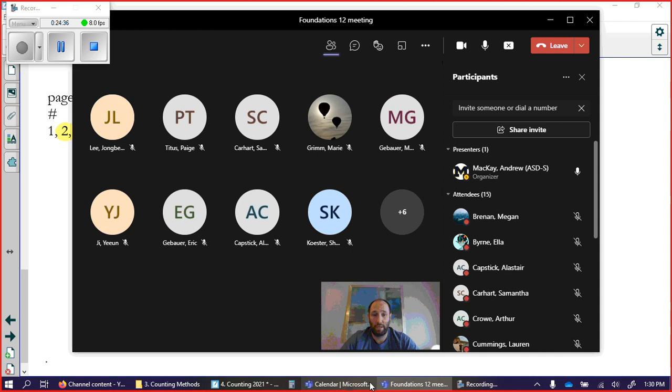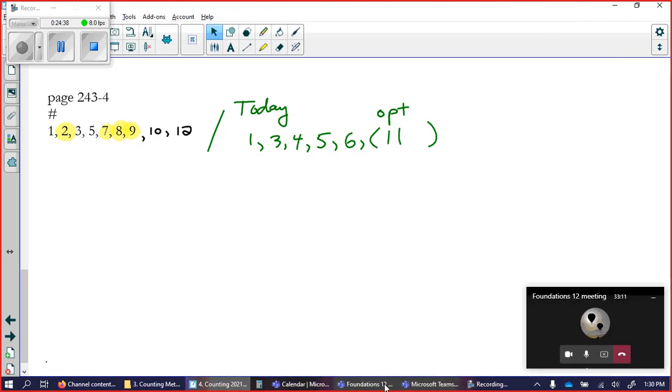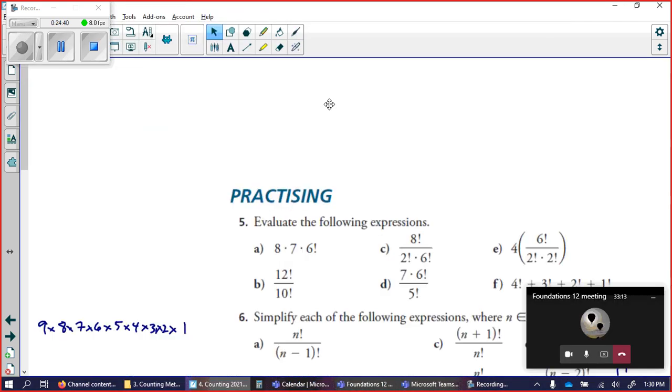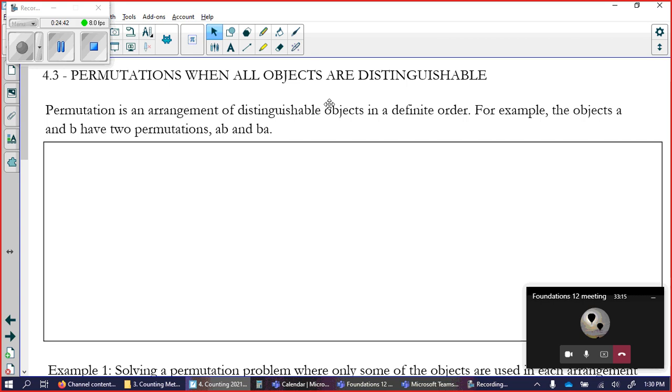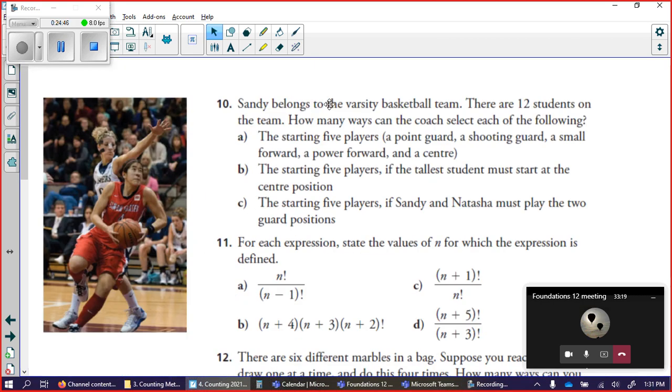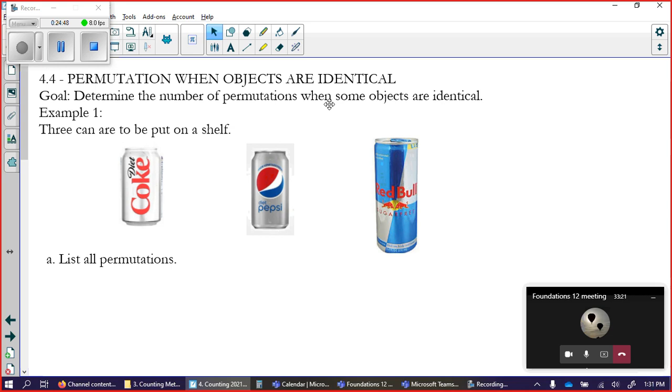So give those questions a shot. Tomorrow we'll talk about permutations, where objects are distinguishable, and where objects are identical.